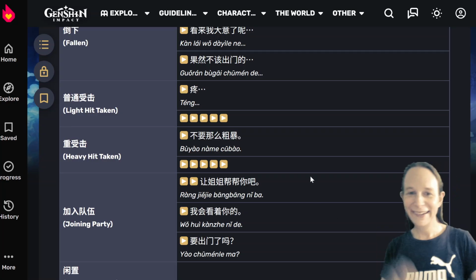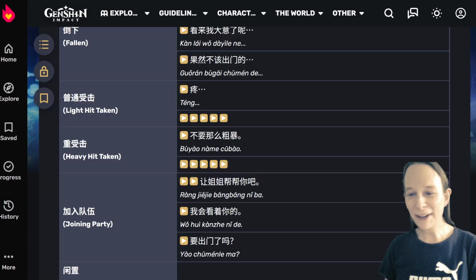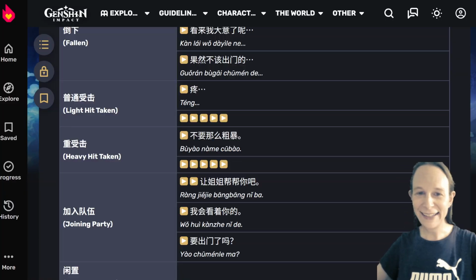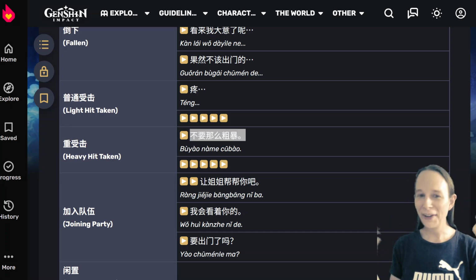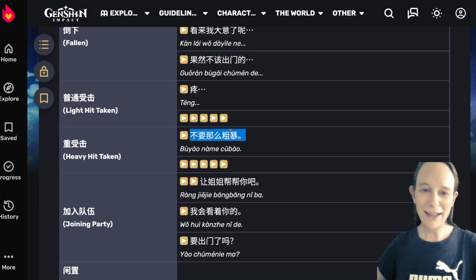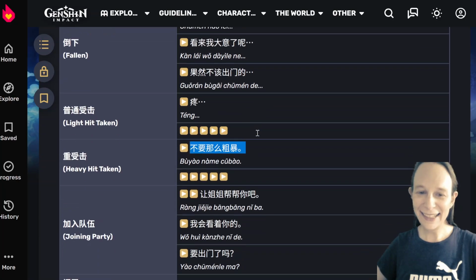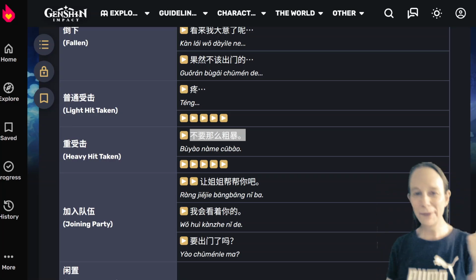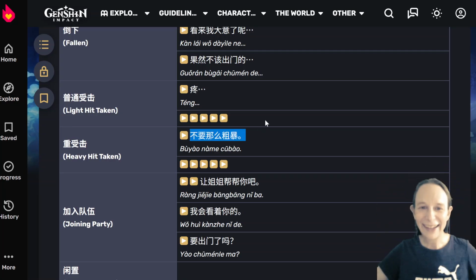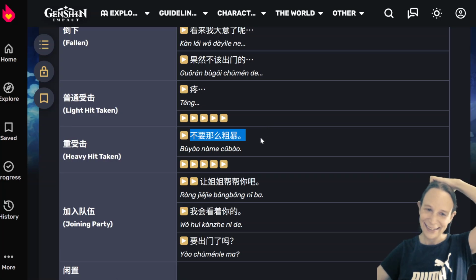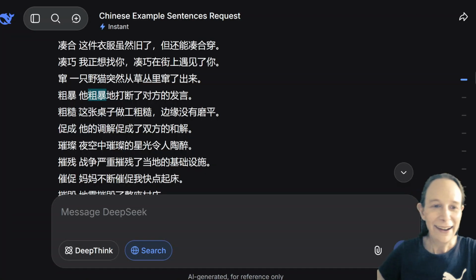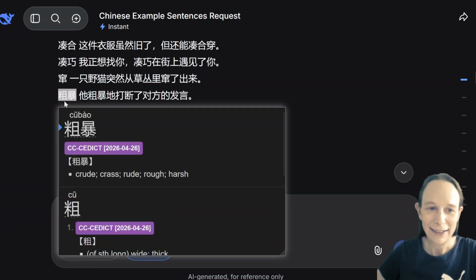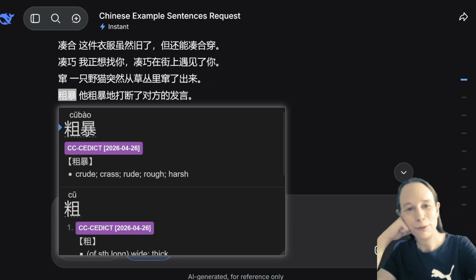All right. Yeah, so there are some advantages to playing Genshin Impact, in that you remember very distinctive lines like this that you hear over and over again. 不要那么粗暴. Yeah, it's Lisa who says 不要那么粗暴. Yeah. Wow. That's interesting. All right. 粗暴. So rude, crass, rough, harsh.